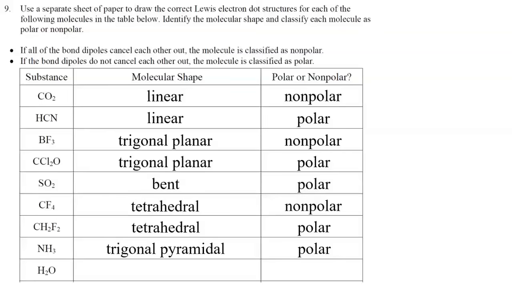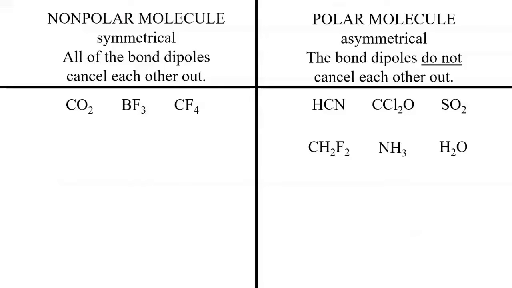The last molecule in this section of the table on this slide is H2O. You already know that H2O has 2 single bonds and 2 lone pairs of electrons. It is a bent molecule. And again, just like SO2, the fact that the molecule is bent means that the 2 bond dipoles are arranged in such a way that they are not exactly opposite, so they will not cancel each other out. So H2O is classified as a polar molecule because the bond dipoles do not cancel each other out.